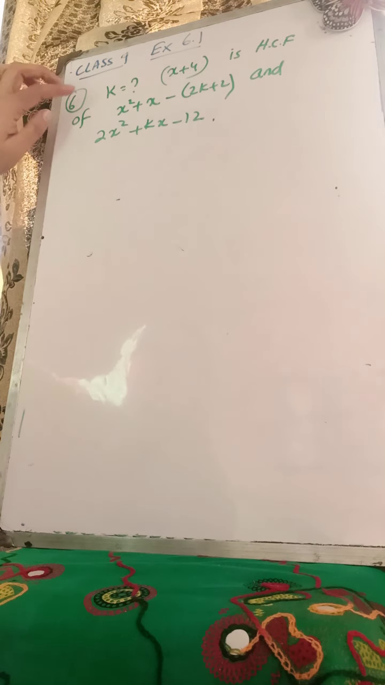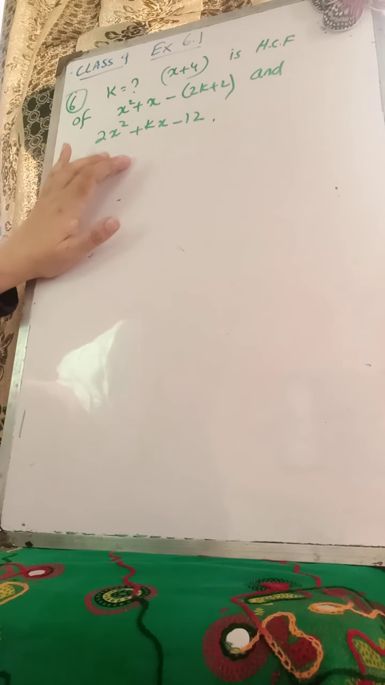Now in this question, they have asked for what value of k will x plus 4 be a HCF of this expression and this expression. So they have given us two expressions, and they have given us that x plus 4 is the highest common factor of both the expressions. So we have to find the value of k which satisfies this given situation.